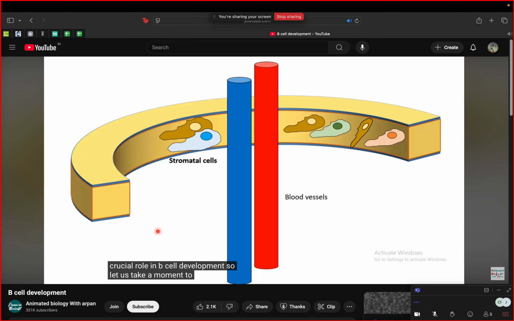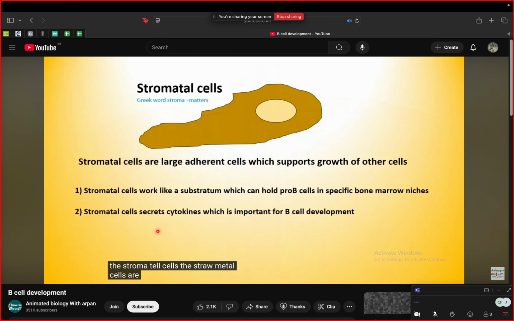So let's just take a moment to learn more about the stromal cells. The stromal cells are actually supportive cells, and they are large adherent cells. The Greek word stroma means matrix. The stromal cells work like a substratum, which holds the pro-B cells in a specific niche and also influence their development by secreting several cytokines, which are very important in B cell development. We will talk about these cytokines and the signaling downstream to these cytokines and how they are involved in B cell development. So stay tuned.